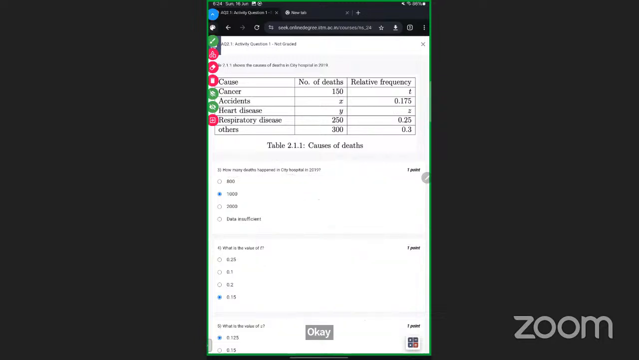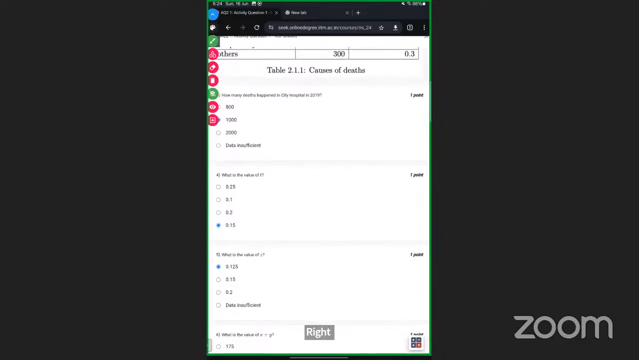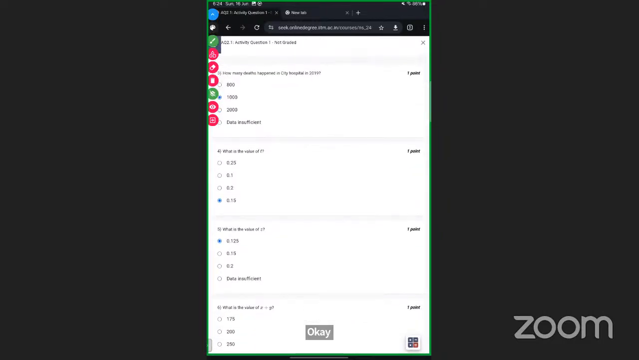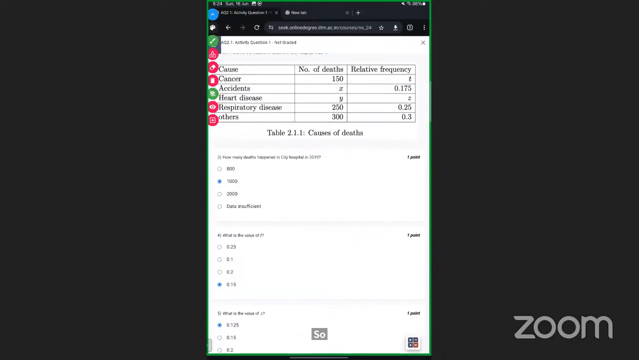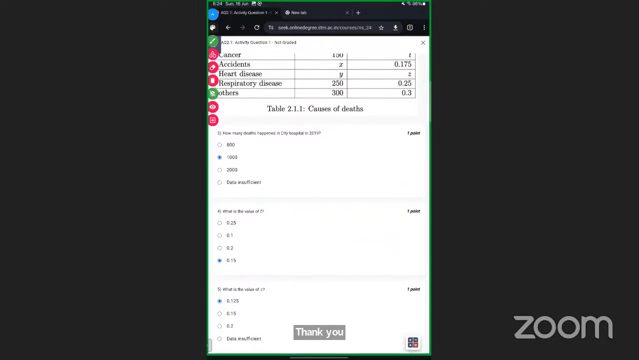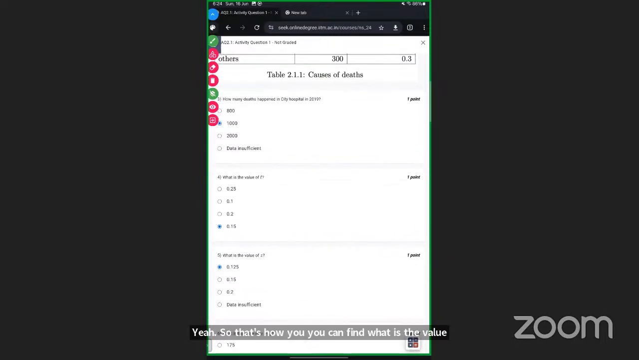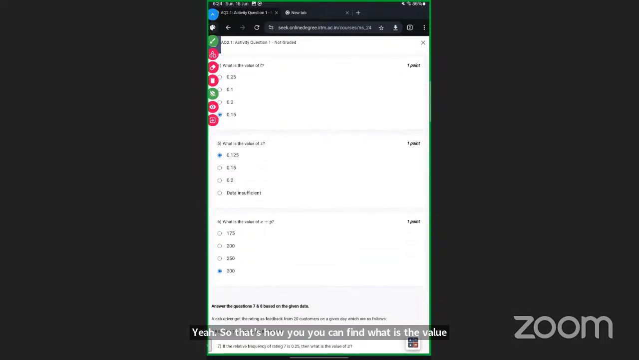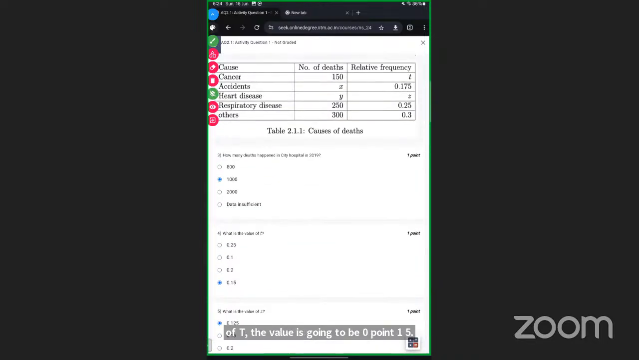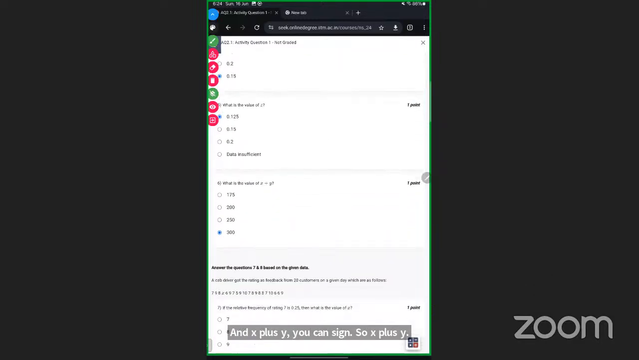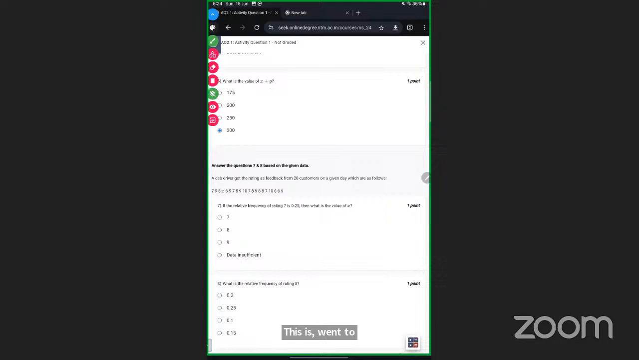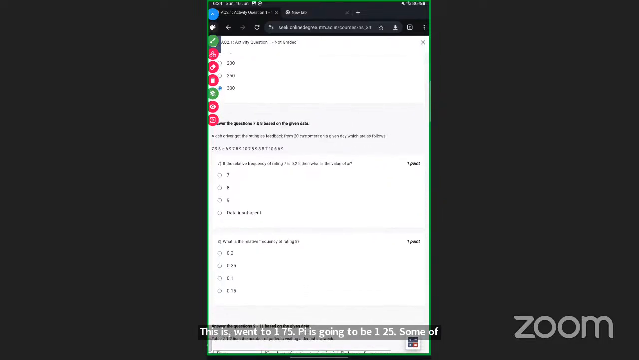Yeah, it's clear now. So that's how you can find the value of T. T value is going to be 0.15. And what is the value of Z? Z value is going to be 0.125, and X plus Y you can sum up. X is 175, Y is 125, and the sum of that is 300. Okay, you can do that. Anybody has doubt in 7 and 8?